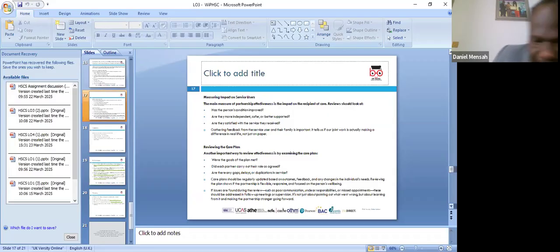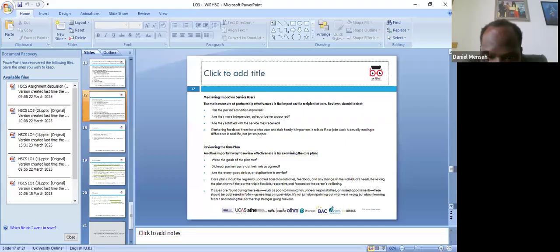Very important. So we can also look into the impact on service users when there is effective partnership. What may be the impact on service users? Very, very important. What may be the impact? So, measuring the impact. The main measure of partnership effectiveness is the impact on the recipient of care.